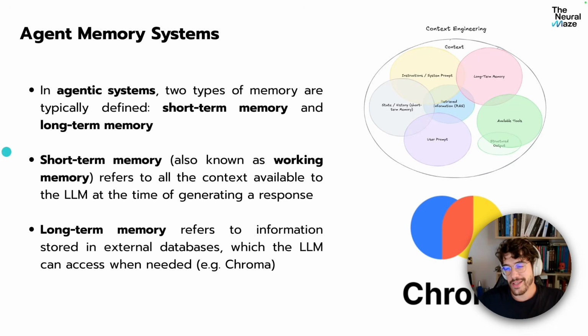What's up, folks? So let's get into the memory of our system. As I mentioned at the beginning of the video, in agentic systems, there are two types of memory, short-term memory and long-term memory. Short-term memory is also known as the working memory and refers to all the context available to the LLM at the time of generating a response. And long-term memory refers to all the information stored in external databases that the LLM can access when it needs to, based on the relevancy in the conversation.